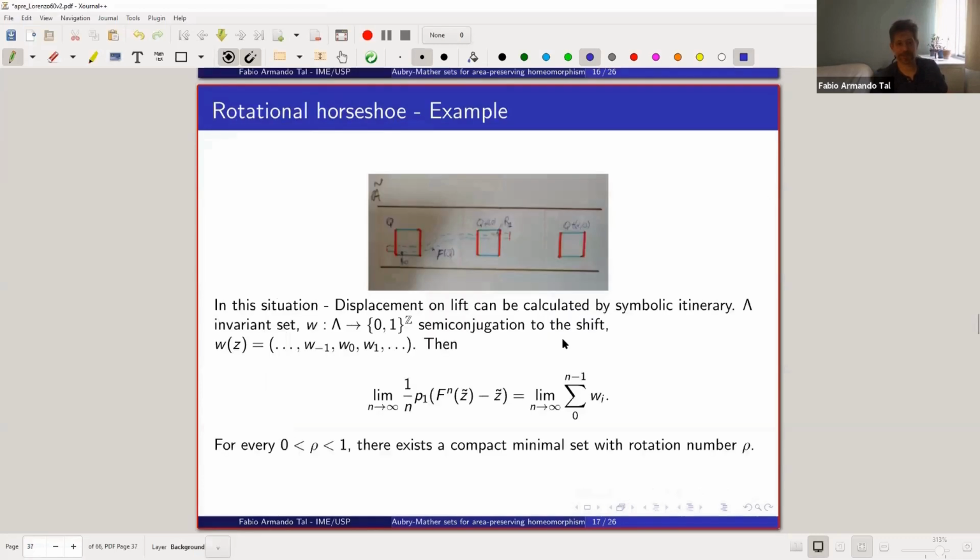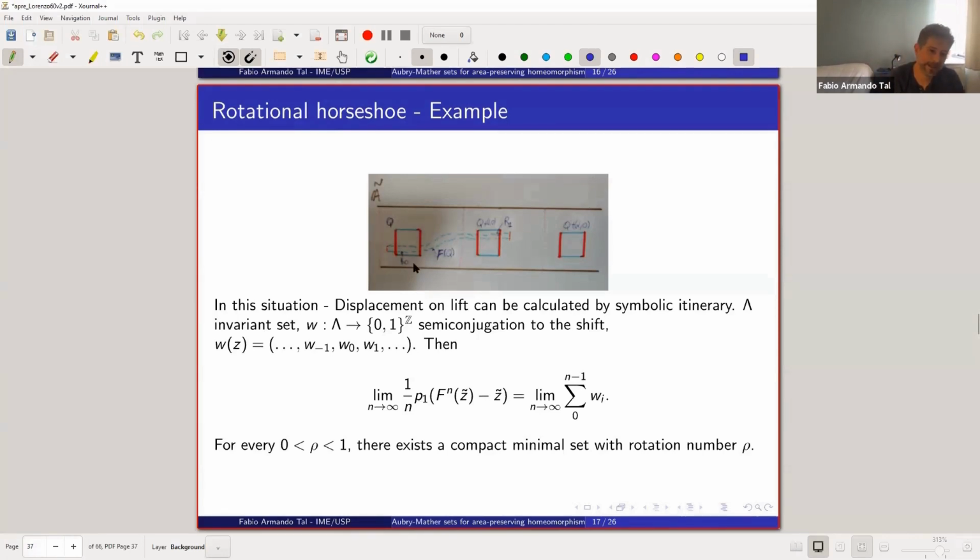And one object that is going to appear a lot is something called the rotational horseshoe or rotary horseshoe, depending on the names, which is usually your typical horseshoe, but this is a horseshoe that in some sense turns around in the annulus and gives one full turn in the annulus at least.